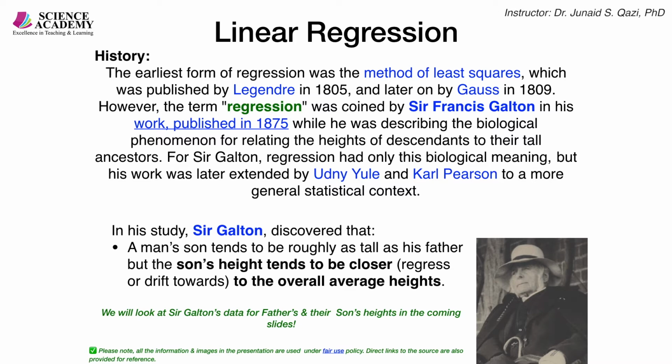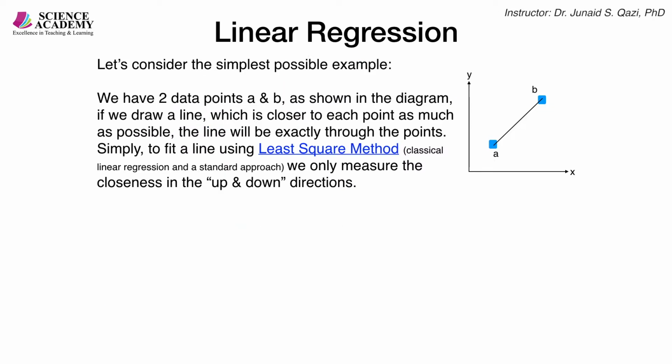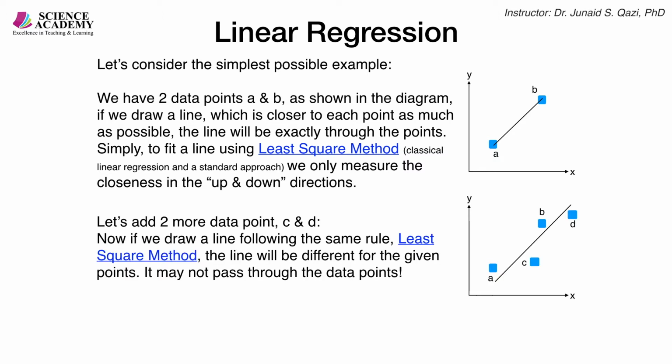It would be much easier if we take a simple example to understand linear regression. The simplest possible example with 2 points is shown in the diagram. If we draw a line which is as close to each point as possible, the line will be exactly through the points. Simply, to fit a line using the least square method, we only measure the closeness in the up and down directions. What if we have more than 2 points, or we want to add 2 or 3 more points in the same dataset? Let's see how it works.